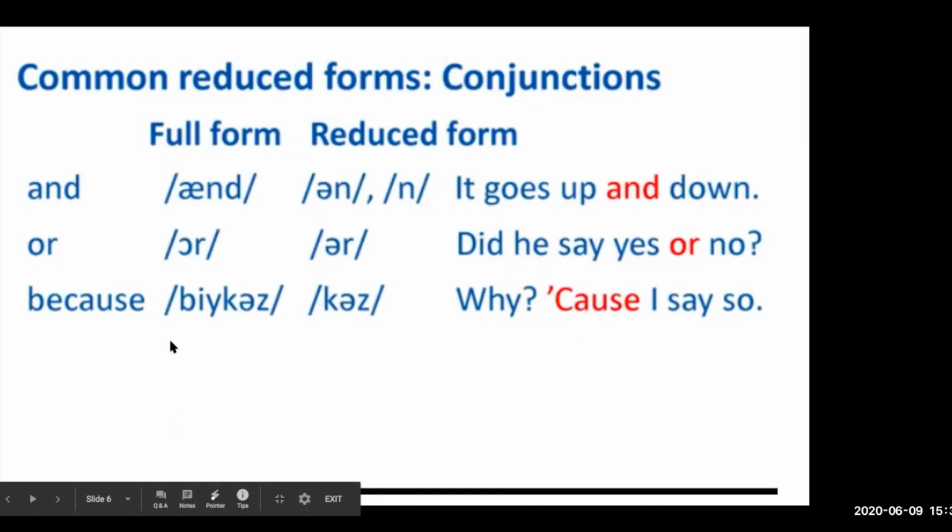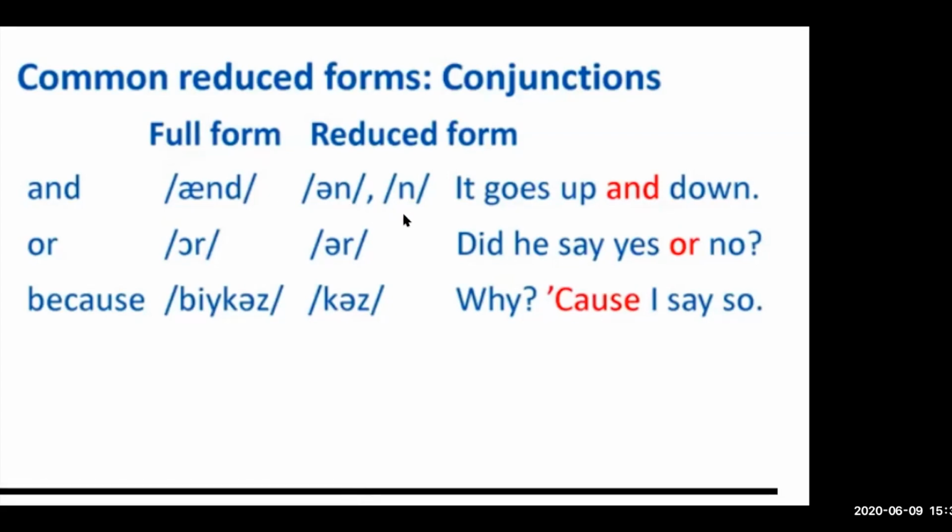These are conjunctions. So instead of saying "and", you have a choice of saying "n" or "'n'". Very similar. It goes up and down, like in and out, right? In and out, up and down, right and left, right?